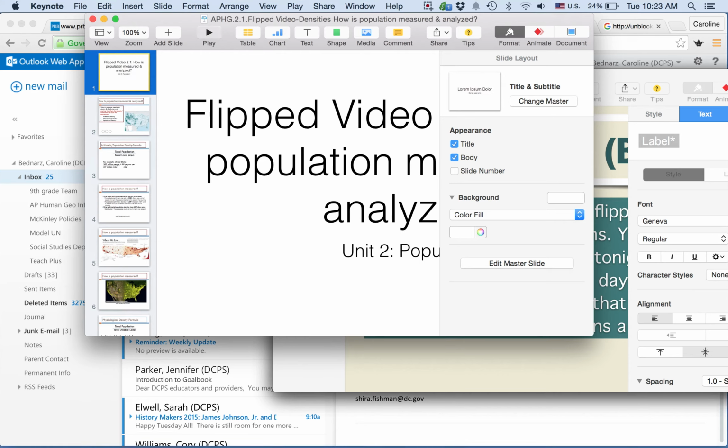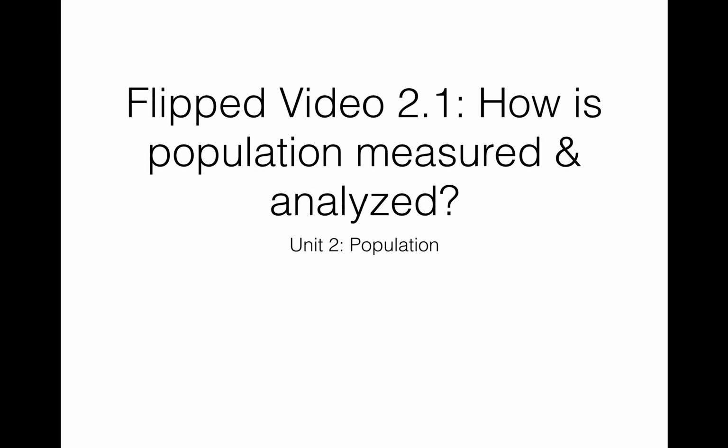Welcome to our first flip video for our second unit, sort of our first official unit of content. This is going to be our unit about population. So please go ahead and label this one as flip video 2.1, indicating our new unit. How is population measured and analyzed?